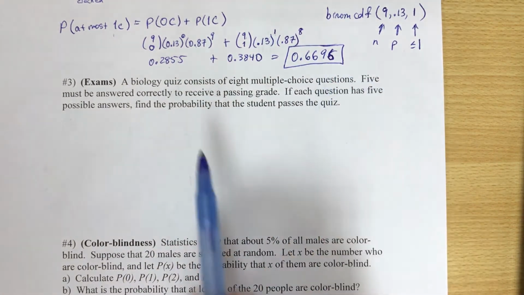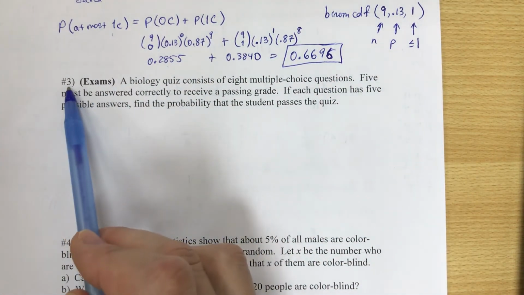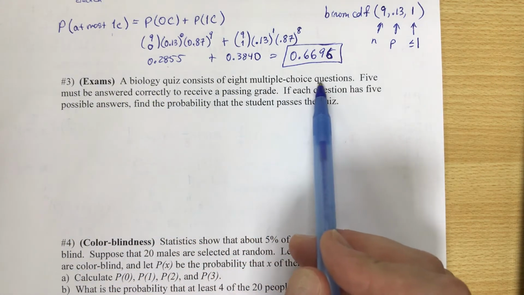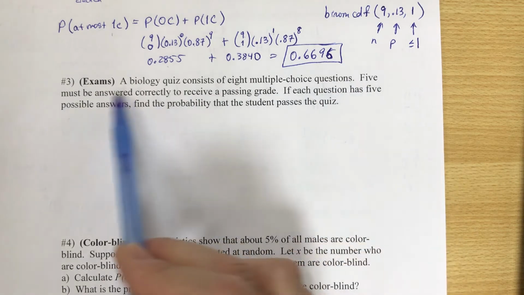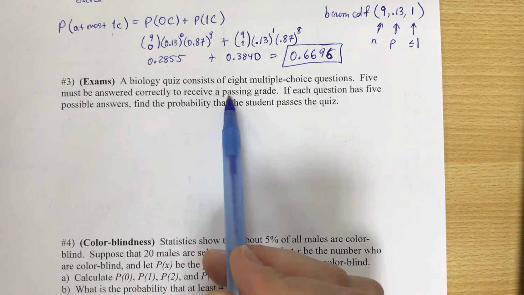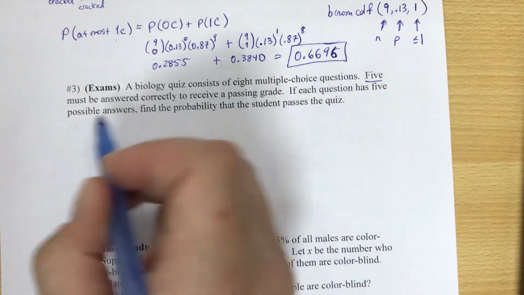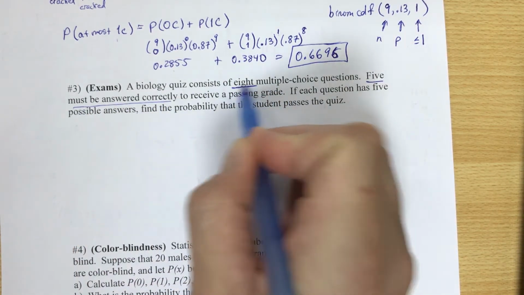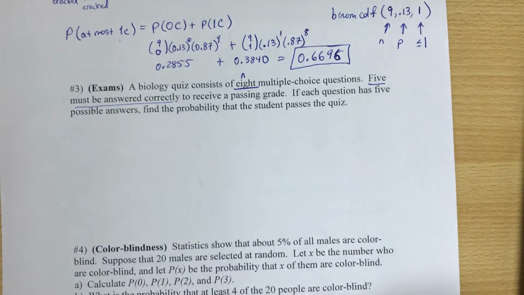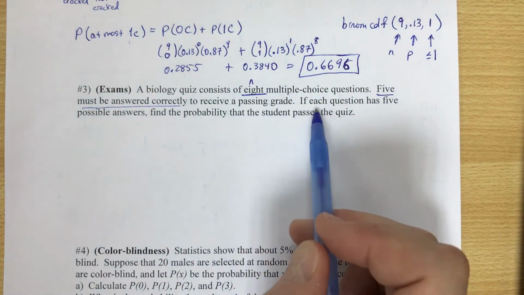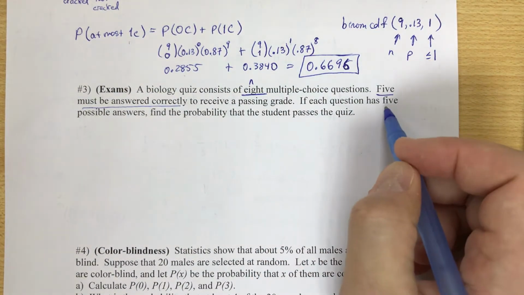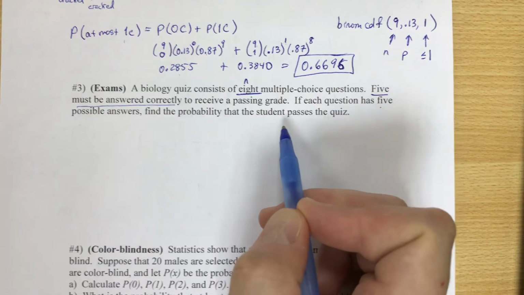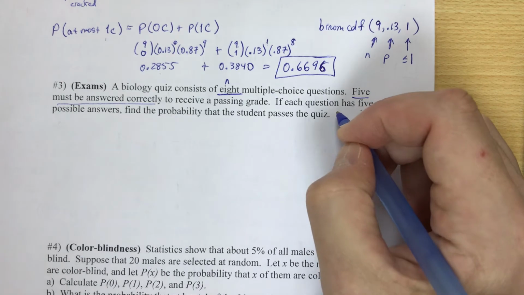Let's talk about exams. Number 3. A biology quiz consists of 8 multiple choice questions. 5 must be answered correctly to receive a passing grade. Okay, so that's important. We have multiple choice questions, 8 of them, so that's going to be the n value. That's the number of outcomes. If each question has 5 possible answers, find the probability that the student passes the quiz.